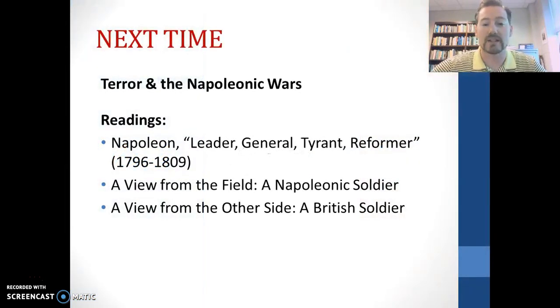And then we can look at some of that next time. There's going to be a period of terror where Robespierre will begin to use the guillotine to behead anybody who seems to be a threat to this new French government. And then we'll see the rise of Napoleon afterwards. So there are some other readings that we'll look at next time with Napoleon. What kind of leader in general was he? And then talking about the conditions during the Napoleonic Wars. I've got 2 documents there that reflect a Napoleonic soldier talking about a view from the field, and then I have a view from the other side from a French soldier.